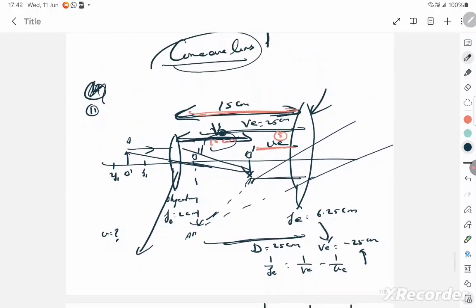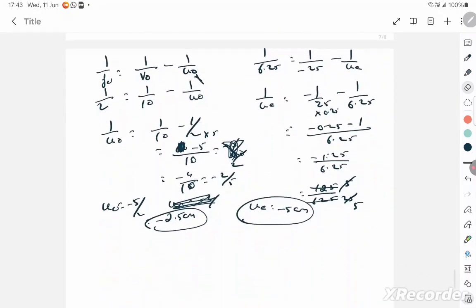This seems to be like a compound microscope sum, but I have not used any formula related to the compound microscope. They haven't asked me M is equal to MO into ME, or M is equal to VO by UO into 1 plus D by FE, or minus L by FO into 1 plus D by FE. I haven't used any of these formulas. So it's ideally like two convex lenses together, and they will ask you this question for sure, but it has to be approached like an ordinary sum.